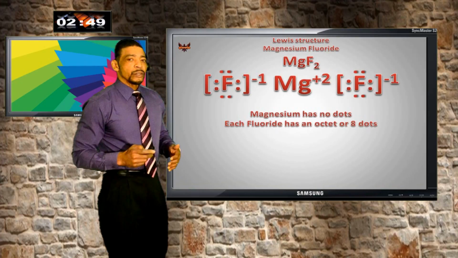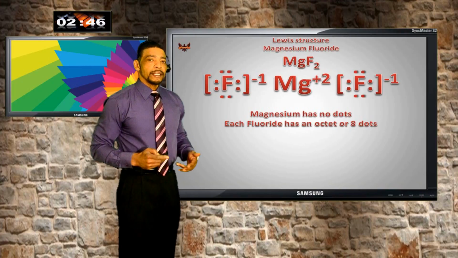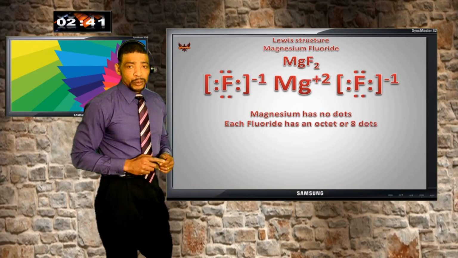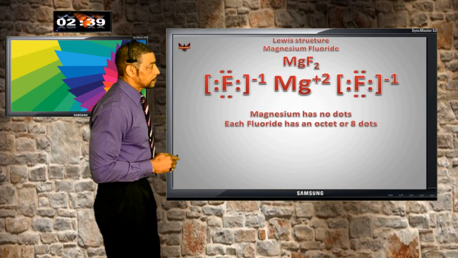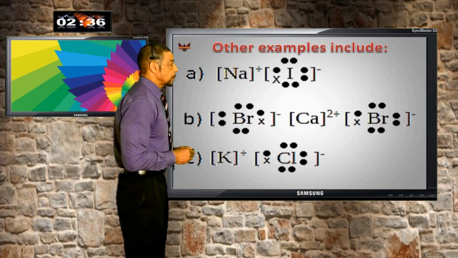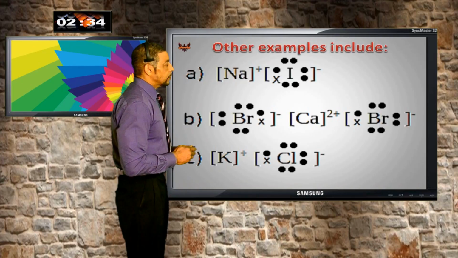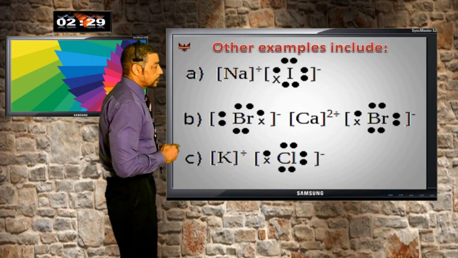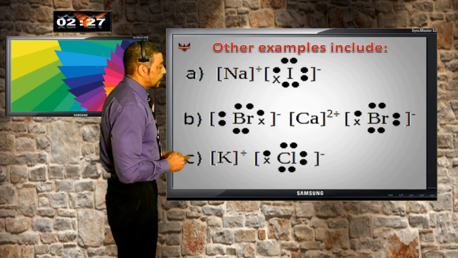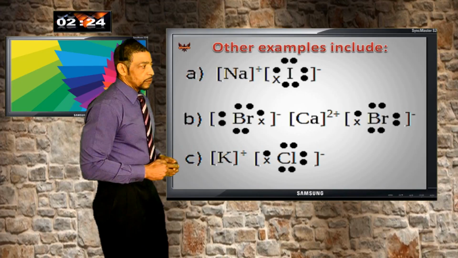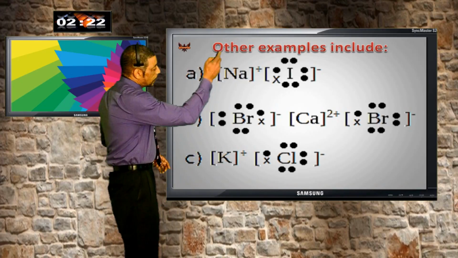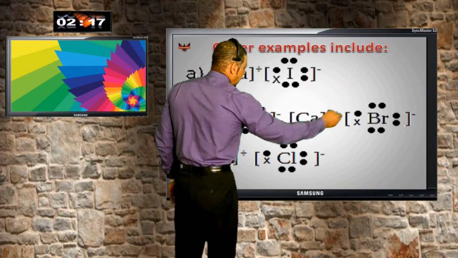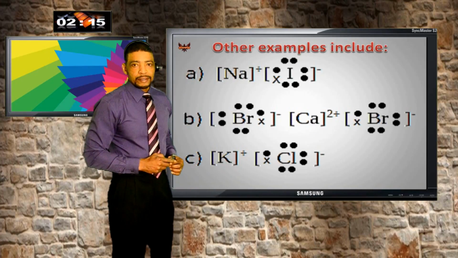Remember, in a Lewis dot structure, the nonmetallic ion will always receive 8 dots, and the metallic ion will receive no dots. Other examples include NaI, sodium iodide, calcium bromide, CaBr2, and potassium chloride, KCl. Notice in each case, the metallic ion receives no dots, and the nonmetallic ions will receive an octet of dots.